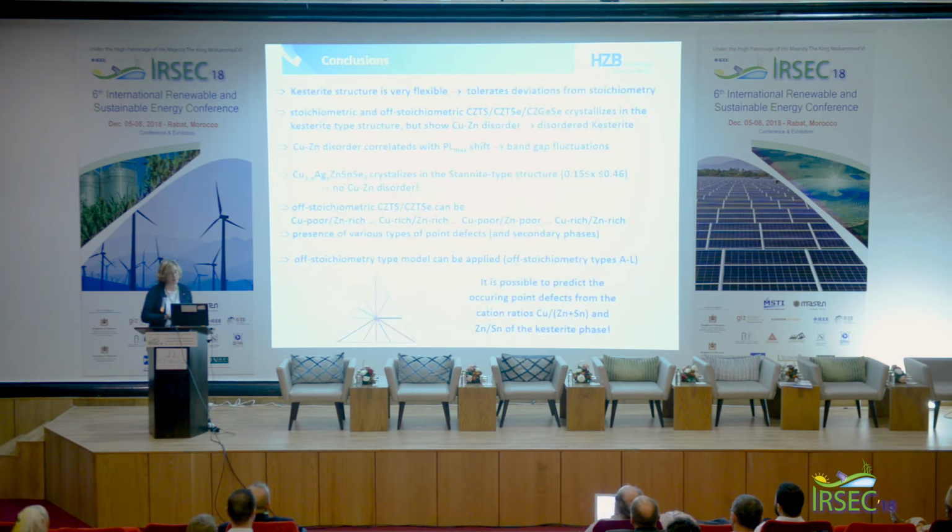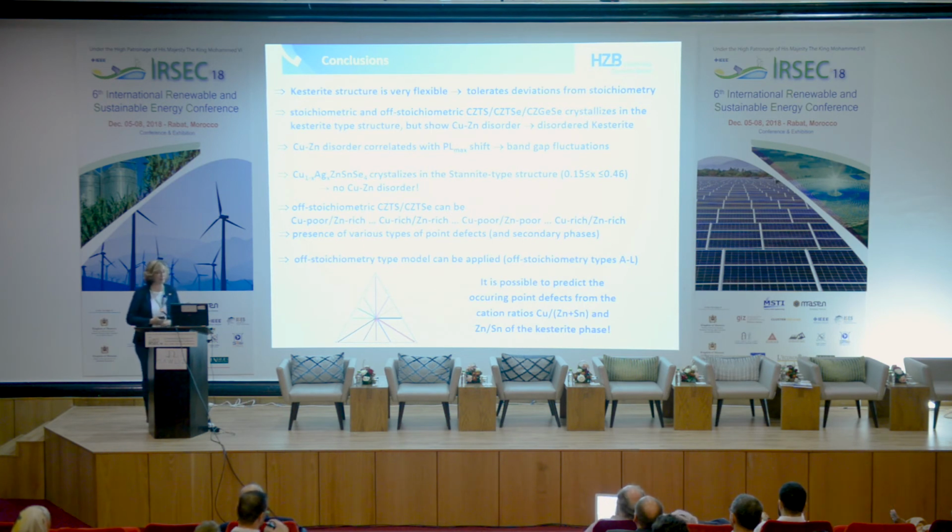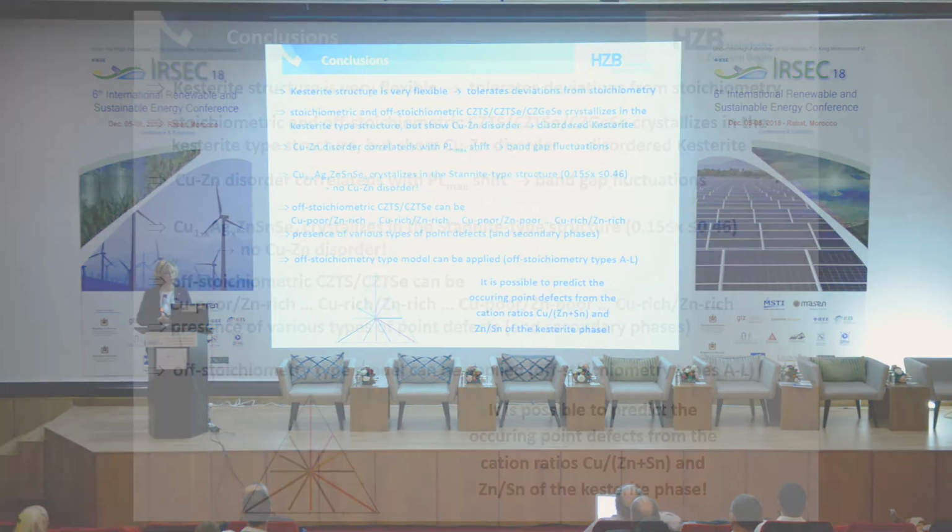So I'm almost at the end. I would like to show you today that the Kesterite-type structure is very flexible. It tolerates really large deviations from stoichiometry. I haven't shown you how far you can go because this would add more slides. The stoichiometric and the off-stoichiometric compound crystallize in the Kesterite-type structure, but you have always copper-zinc disorder, so that's why it's called always disordered Kesterite.